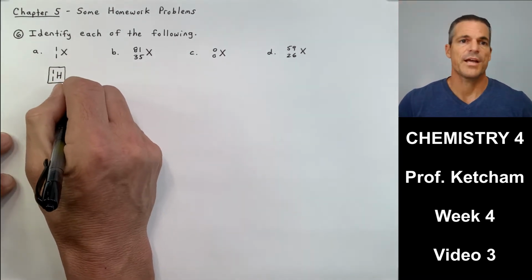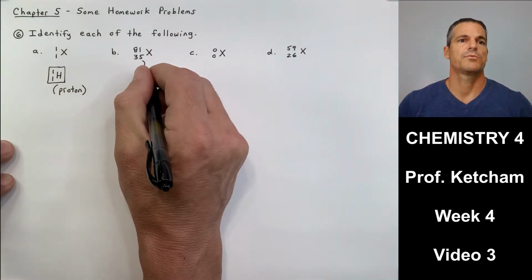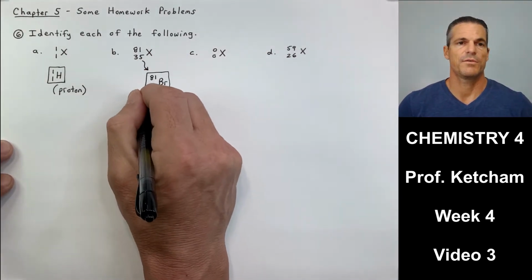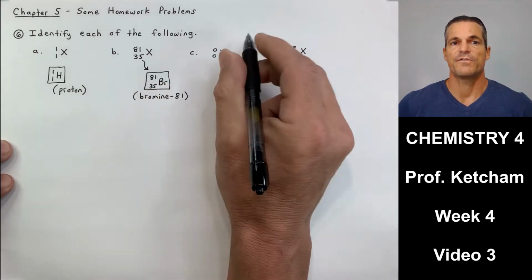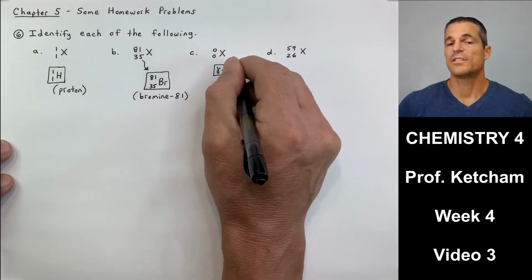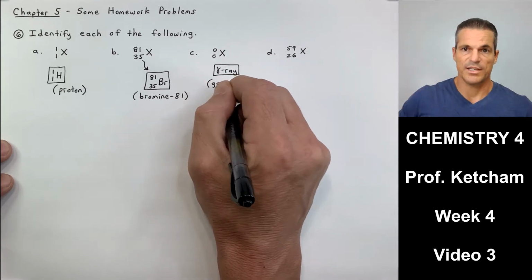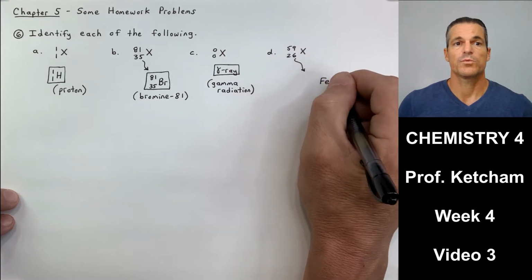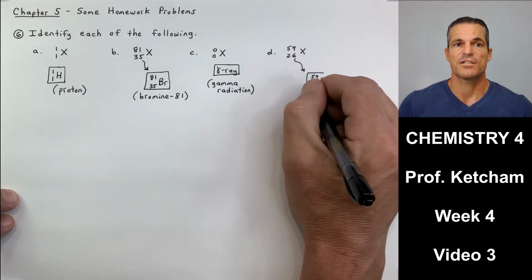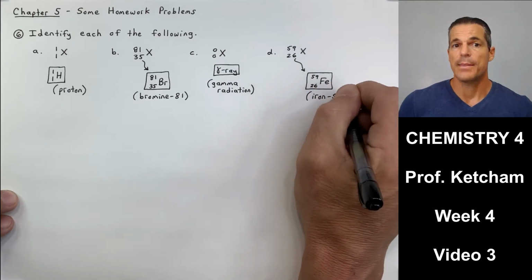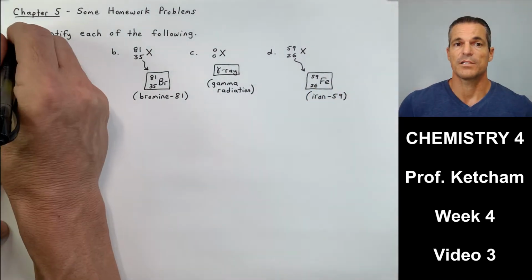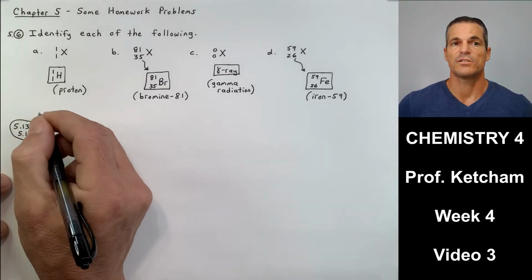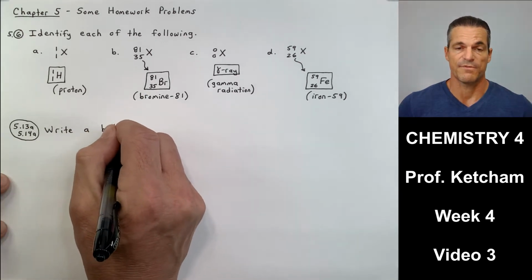So chapter 5, some homework problems. This would be number 6 in chapter 5, so 5.6 if you will. It says identify each of the following. These are all in nuclear symbol notation, where the top one is A, the mass number, and the bottom one is Z. So for the first one, it is a proton. It's just an H. It's got an atomic number of 1. The bottom one, B, has an atomic number 35. That's Br.